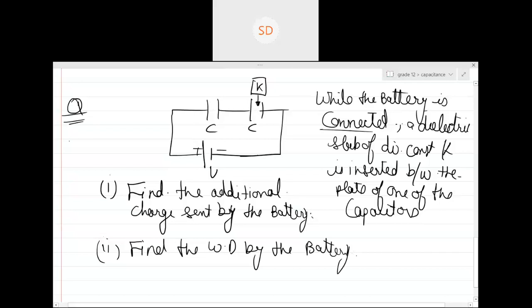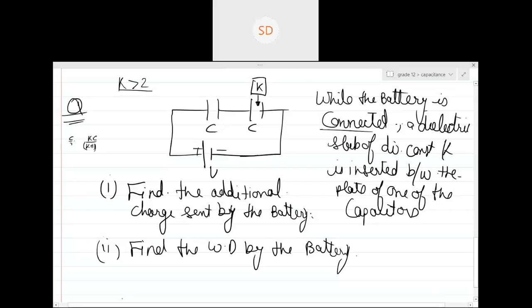Initial capacitance. And I'll give one condition. Okay.